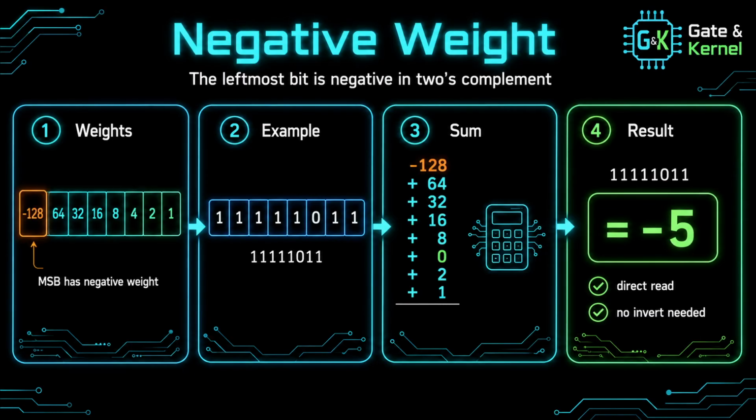Chapter 17. The leftmost bit has a negative weight. There is a mathematical way to read 2's complement directly. For an 8-bit signed value, the bit weights are -128, 64, 32, 16, 8, 4, 2, and 1. The leftmost bit therefore has weight -128, not positive 128. For the pattern 11111011, add the active weights: -128, plus 64, plus 32, plus 16, plus 8, plus 2, plus 1. The result is -5. This method lets us evaluate a negative 2's complement value directly.